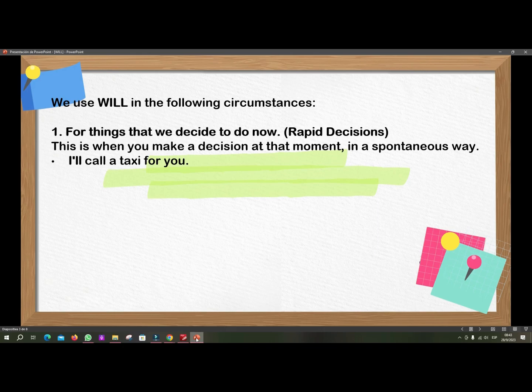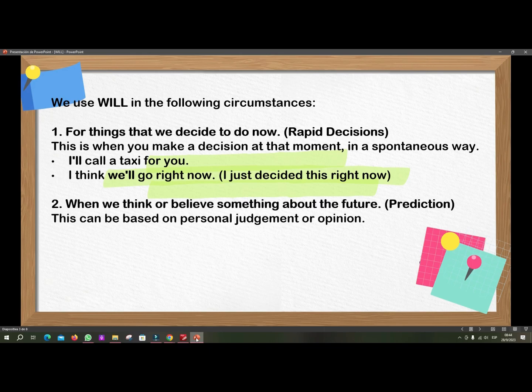Vamos a utilizar will, jóvenes, cuando hagamos una decisión en el momento. Una decisión rápida de acuerdo a la circunstancia que estamos viviendo. Podría ser una decisión espontánea. Por ejemplo, alguien lo llega a visitar y ya se va, ¿verdad? Usted inmediatamente dice, voy a llamar un taxi para ti. So I will call a taxi for you. That would be one example for that. I think we'll go right now. I just decided this right now. Yo creo que nos vamos a ir ahorita. So I just decided. Ahorita acabo de tomar la decisión. Entonces ahí es donde ustedes van a utilizar el futuro simple, en este caso, will.